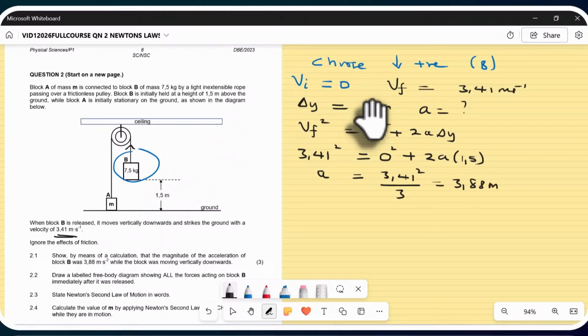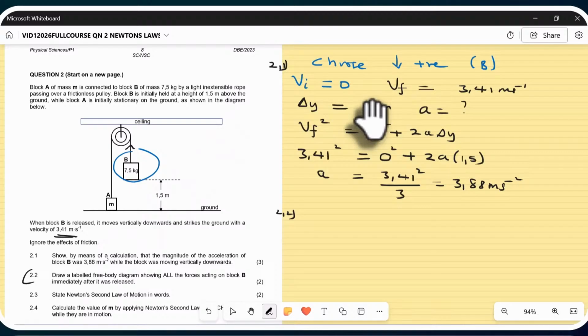Then 2.2 here. What do they say? Draw a labeled diagram showing all the forces acting on block B immediately after it was released. Upon being released, block B is going to go down and is opposed by the tension. So in other words, the free body diagram looks like this now.